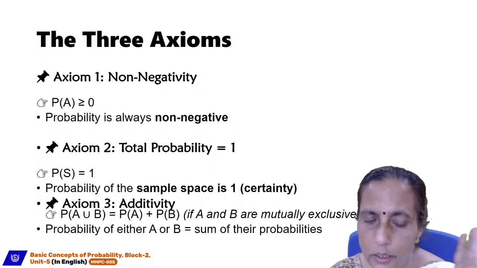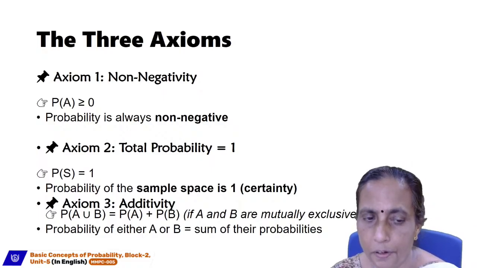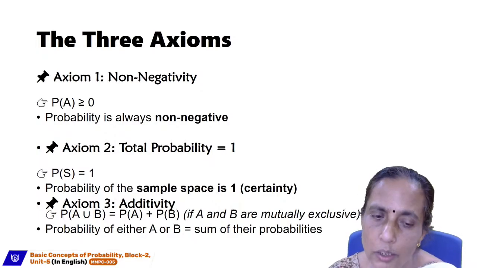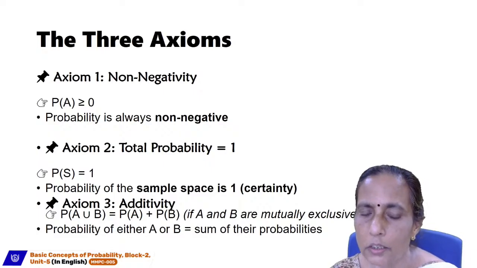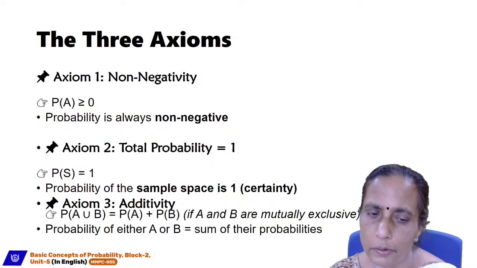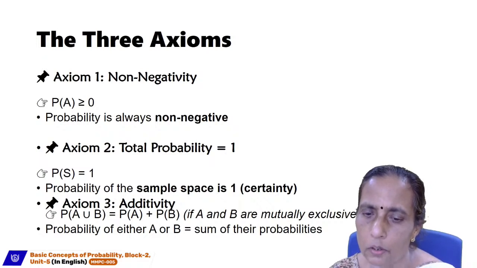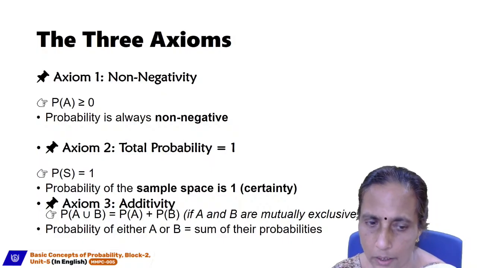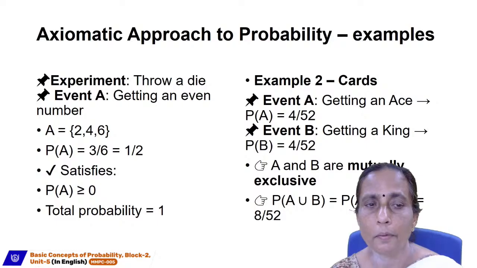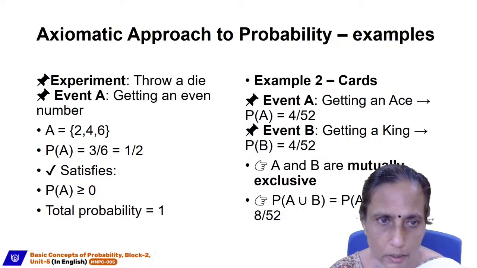Then axiom 3 is the probability of A union B. If A and B are mutually exclusive, then probability of A union B is equal to probability of A plus probability of B. The probability of either A or B is the sum of their probabilities. That is axiom 3. It is additive if both the events are mutually exclusive.